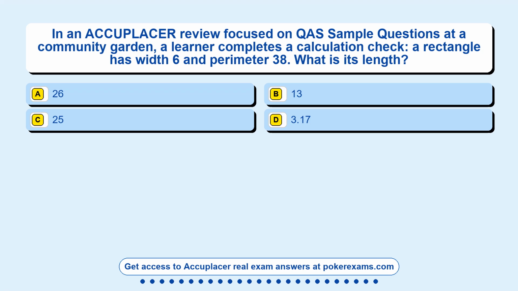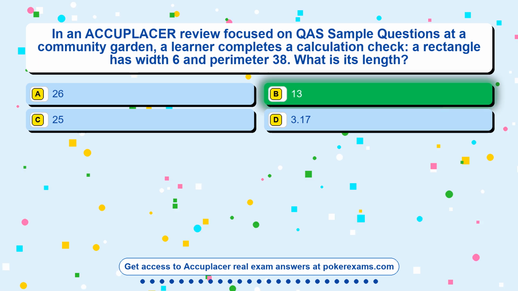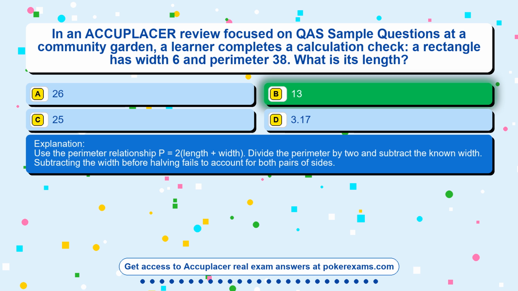Question 4. In an ACCUPLACER review focused on QAS sample questions at a community garden, a learner completes a calculation check. A rectangle has width 6 and perimeter 38. What is its length? Option A, 26. Option B, 13. Option C, 25. Option D, 3.17. The correct answer is option B, 13. Use the perimeter relationship P equals 2 times length plus width. Divide the perimeter by 2 and subtract the known width. Subtracting the width before halving fails to account for both pairs of sides.